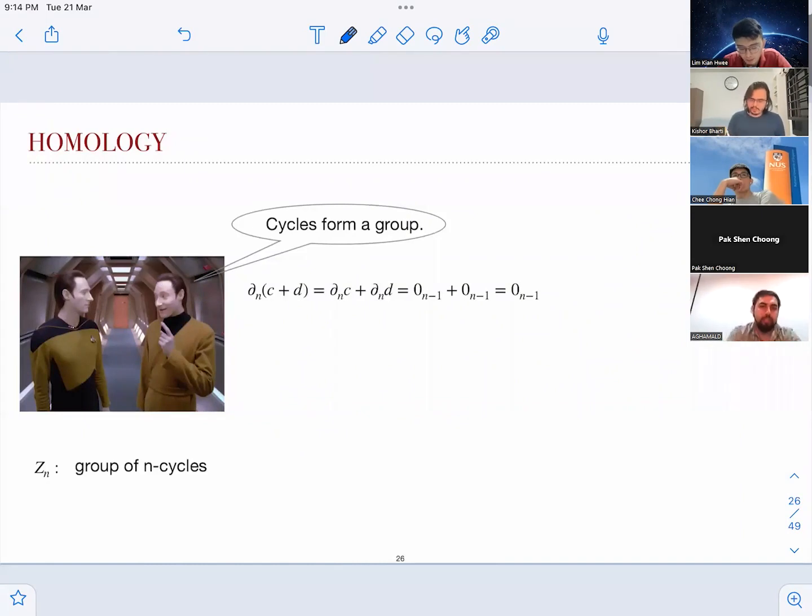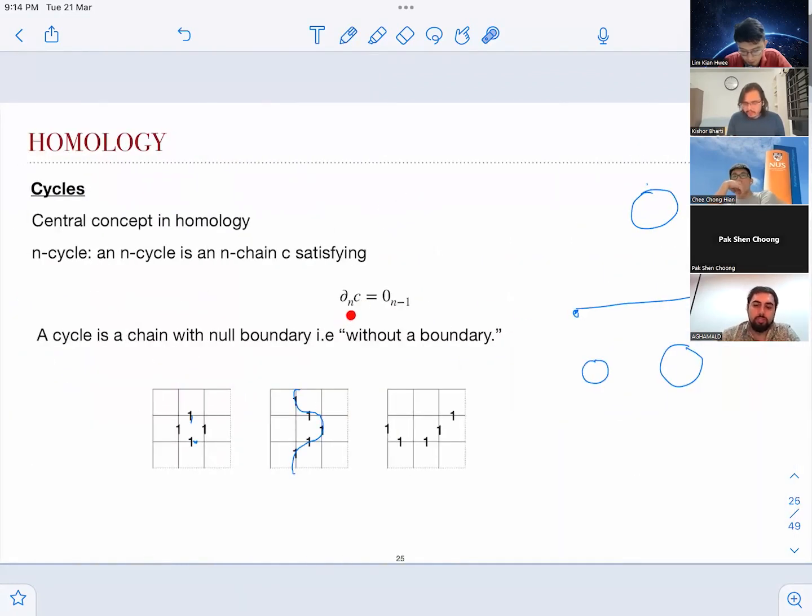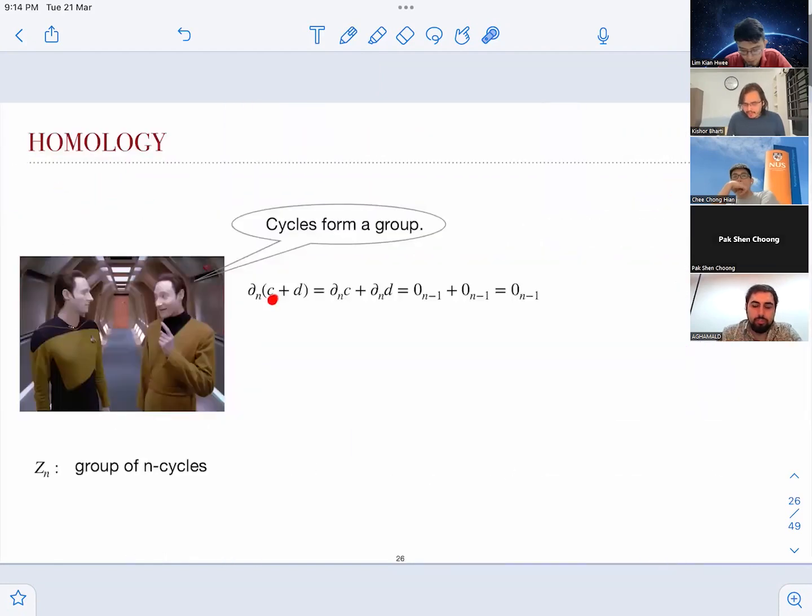So nice. The cycles that we have form a group. You take two cycles and you add them. Basically, we know that a cycle is nothing but the kernel of your delta n operator, the boundary map. And if C is in the kernel and D is in the kernel, then if you add them, that's also in the kernel, right? So that's also 0. So let's call the group of n cycles Zn. So far we have two objects: the group of n chains, that is Cn, and the group of n cycles, that is Zn.